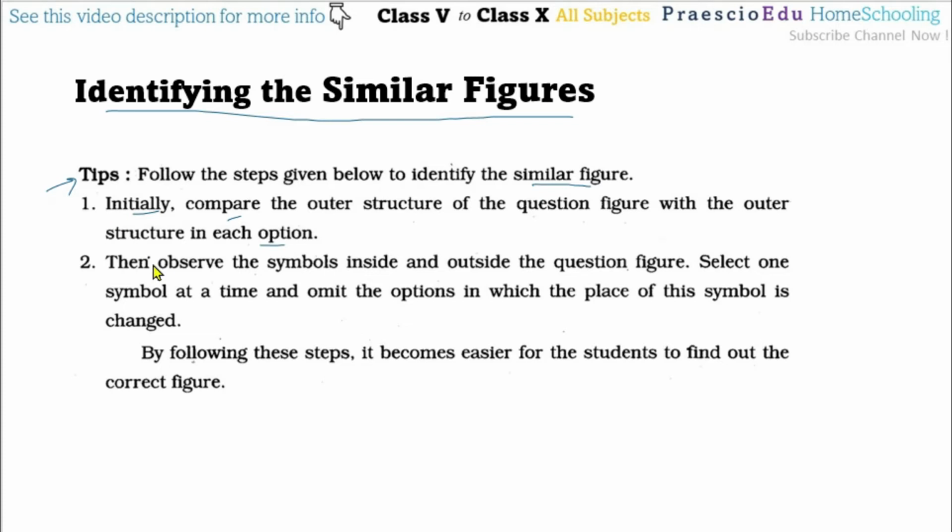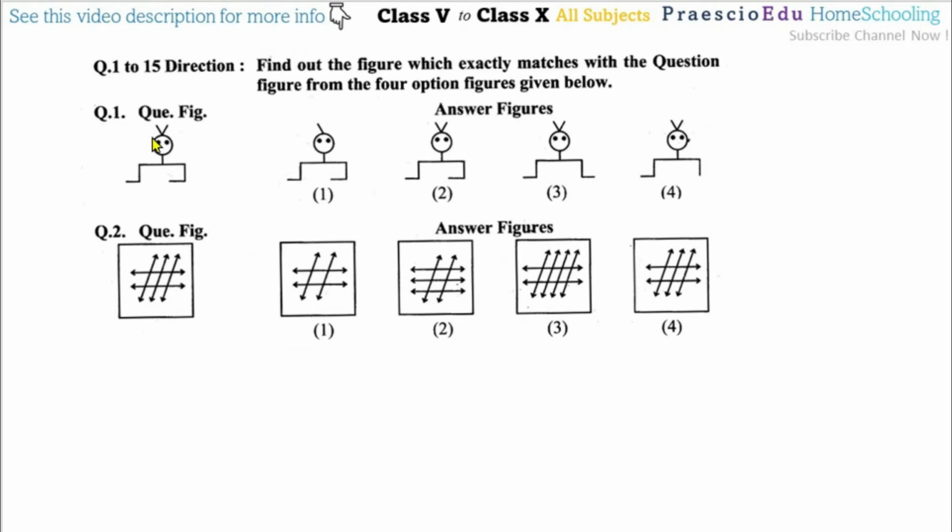Second, observe the symbols inside and outside the question figure. Select one symbol at a time and omit the options in which the place of this symbol is changed. Is there any change, or some small symbols or numbers, or any curve or any shapes or any size? That we have to identify. Means the outside and the inside of the question figure, we have to see whether there is any symbol and whether that symbol is present or not. And also we have to see through observation. Okay, so now we are going to see the examples.